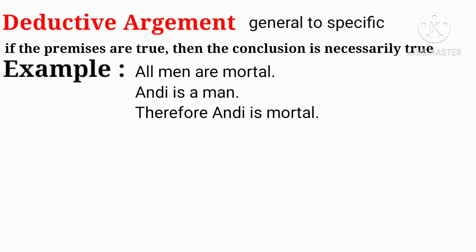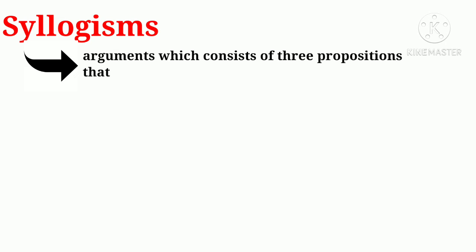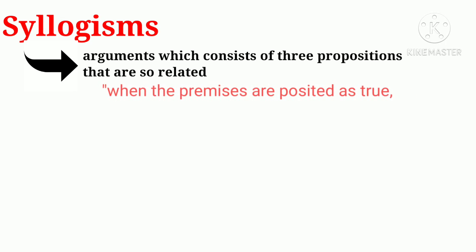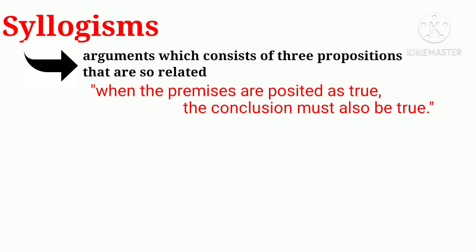Now that we already have a basic understanding of what arguments are, let's talk about syllogisms. Syllogisms are arguments that consist of three propositions which are so related that when the first two propositions, that is the premises, are posited as true, the third proposition, that is the conclusion, must also be true.